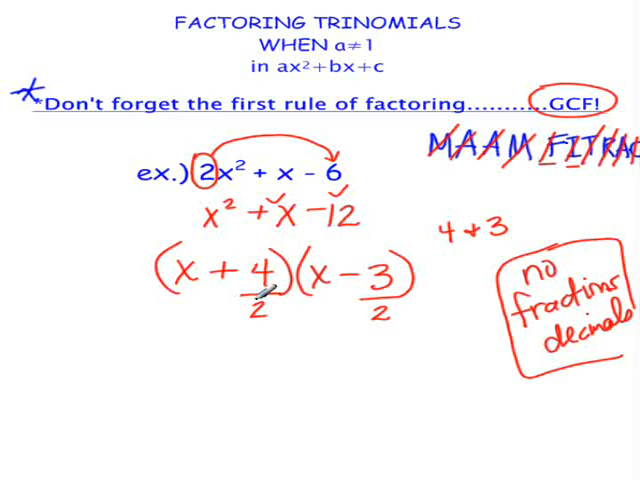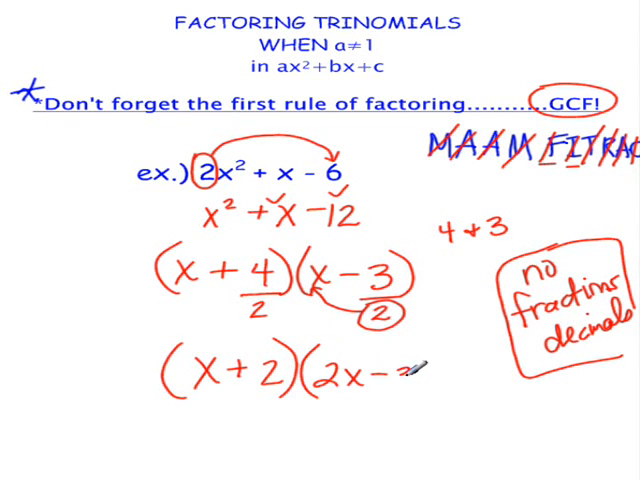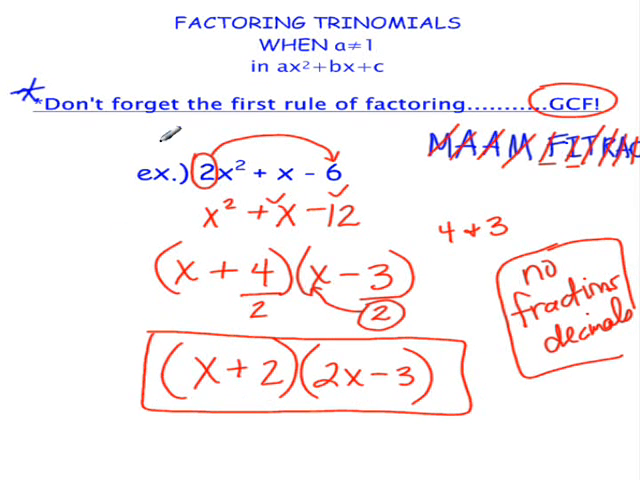We've got a 4 divided by 2. We know what 4 divided by 2 is. That clears out just fine to a whole number, which is all right. X plus 2. Over here, 3 divided by 2. We can't reduce that fraction. And we can't put it as a decimal. And we surely can't leave it as a fraction. So what do we do? We take our bottom number and bump it in front of the x. So now we have 2x minus 3. This is our factored form of 2x squared plus x minus 6.